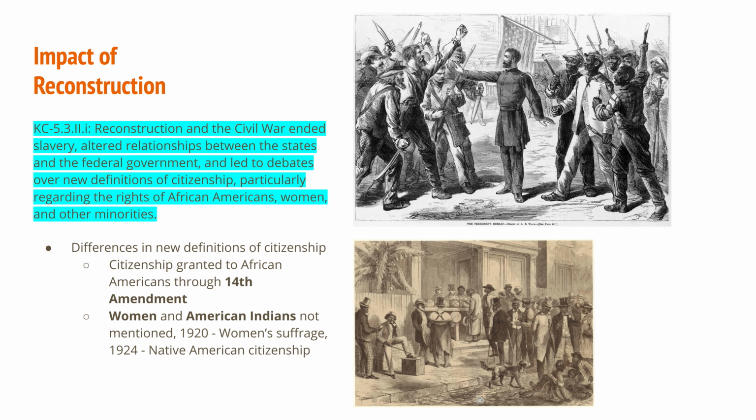All right, and finally, the differences in the new definitions of citizenship. So citizenship is granted to African Americans through the 14th Amendment, but there's a big caveat here, since the rights of citizenship are not extended to women and American Indians. They were not mentioned in the 14th Amendment, and so therefore the 15th Amendment will later not apply to them either. In 1920, women's suffrage is finally going to be passed, so women are going to have to wait another 60 years to be able to vote. In 1924, Native Americans will finally be recognized as citizens of the United States.